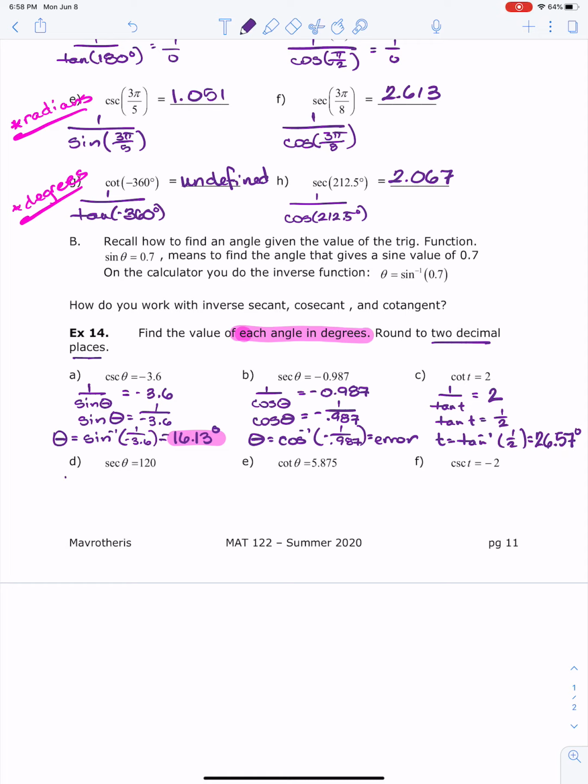D, secant is 1 over cosine. So I got 1 over cosine theta is 120, which seems weird until we do this. Cosine of theta is 1 over 120. That feels a little better. Theta then is inverse cosine of 1 over 120. And we get 89.52 degrees.